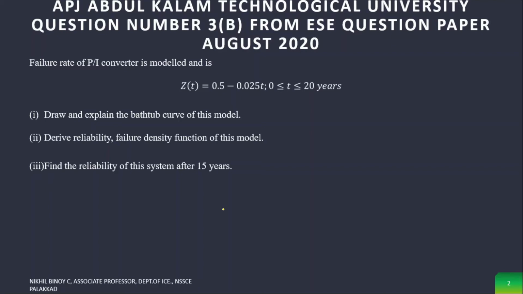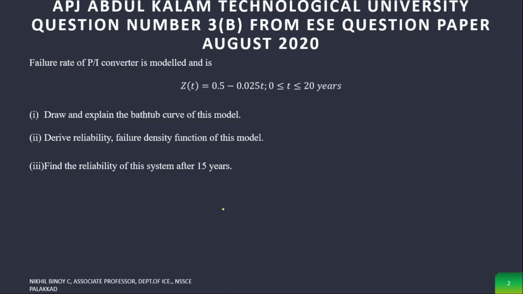Now draw and explain the bathtub curve of this model. Derive the reliability and failure density function of this model. Find the reliability of the system after 15 years. So these are the questions.